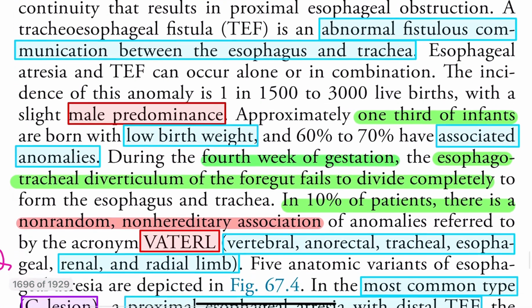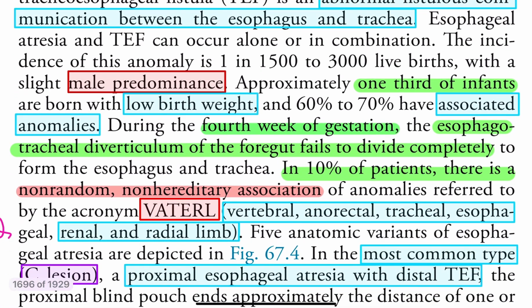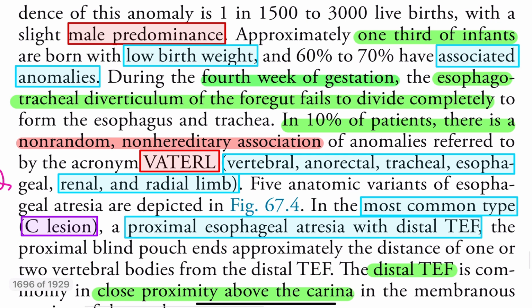It is a male predominant disease, mainly affecting low birth weight babies, and it is associated with other anomalies in 60 to 70%. During the 4th week of gestation, the esophageal and tracheal diverticulum of the foregut fails to divide completely. So you just remember the 4th week of gestation.